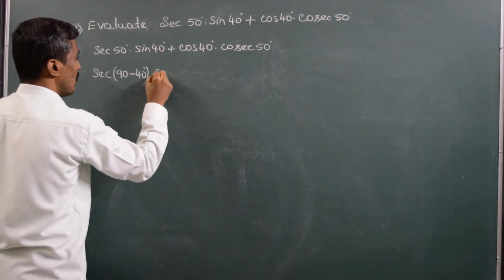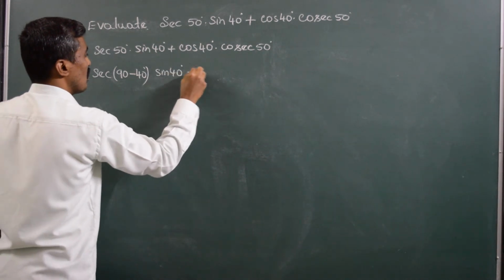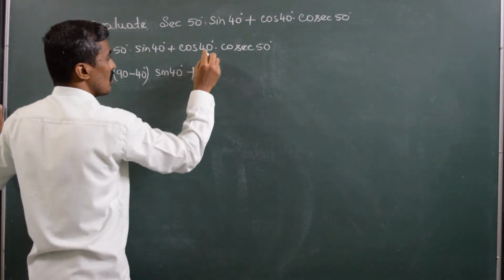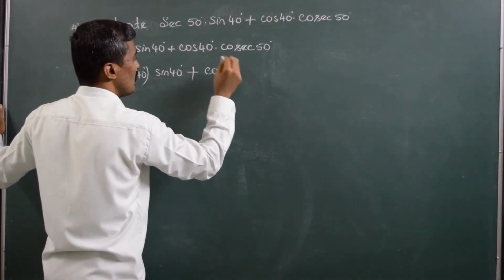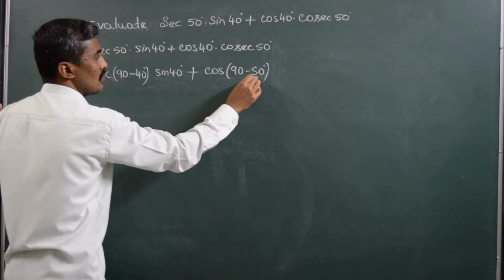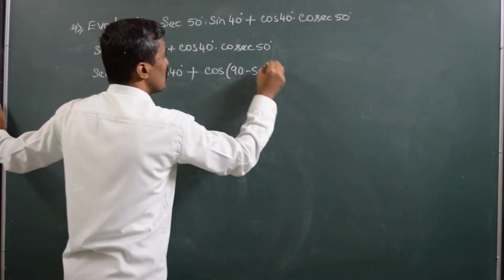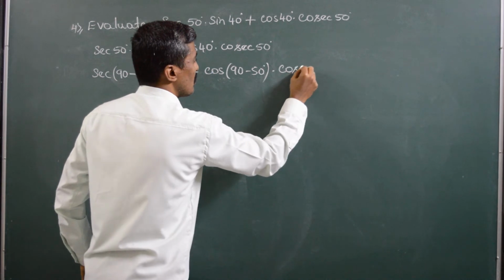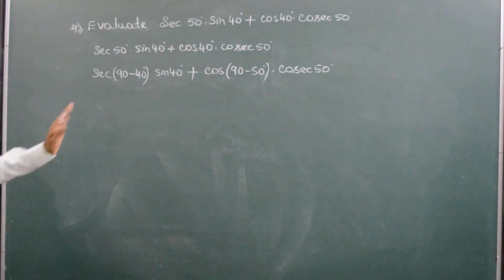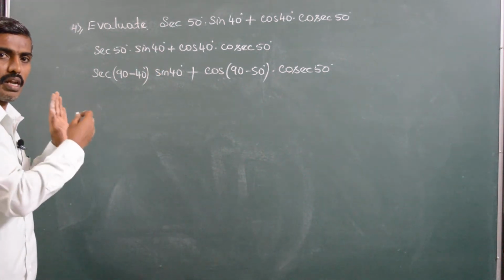Then keep the second term as it is, plus in the second group I'll convert cos 40 degree. So how to write cos 40 degree? Cos of 90 minus 50 degree. 90 minus 50 is 40, into next term keep as it is, cosecant 50 degree. Very important step. Okay, convert any one of them into 90 degrees.